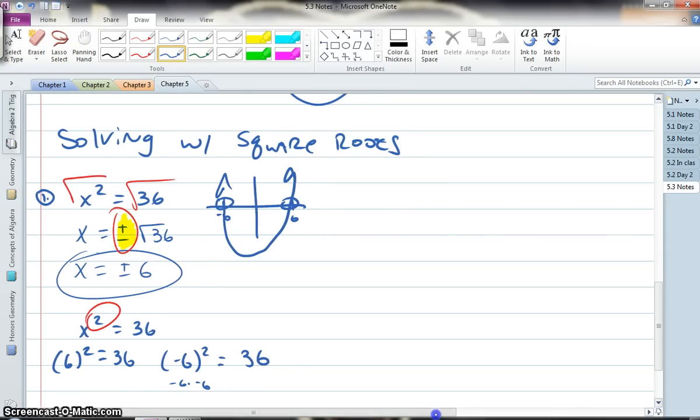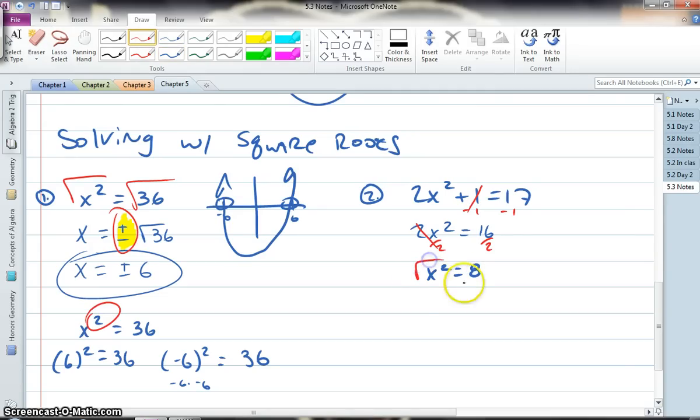Alright, so let's try a little more difficult one. Let's look at 2x squared plus 1 equals 17. Now, our goal in solving this is we never square root to the end. So our goal is to get x squared by itself in a sense. Alright, so let's use inverse operations to get x squared by itself. So I'm going to subtract 1. And I get 2x squared equals 16. Divide by 2. X squared is 8. Now we square root both sides.